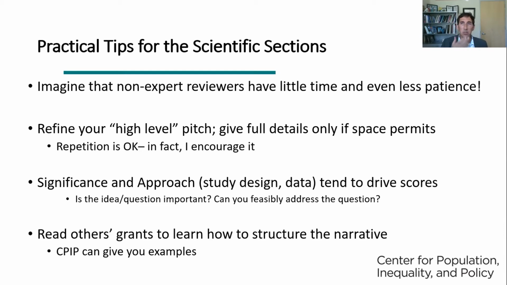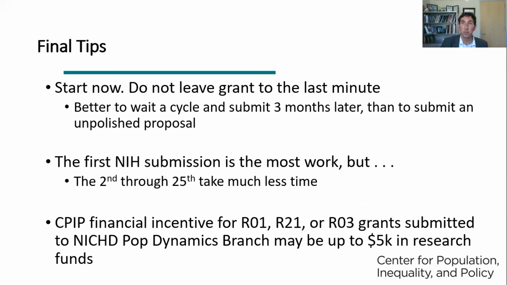But really, you can use other successful grants to get examples on how to structure your own narrative. And we have examples at CPIP that we're happy to share. Final tips: don't procrastinate. Okay, don't submit an unpolished proposal, even if you can't make it on one cycle. It's better to submit a polished proposal 3 months later if you really don't make the timeline. The first NIH submission that you do is definitely the most work, but everyone thereafter is a lot easier because you can just take a lot of the things that you wrote on your first submission and go through.